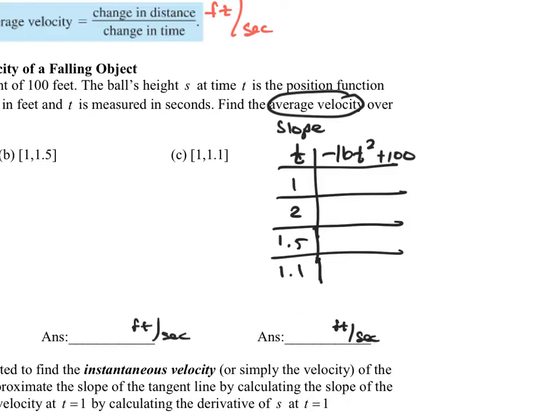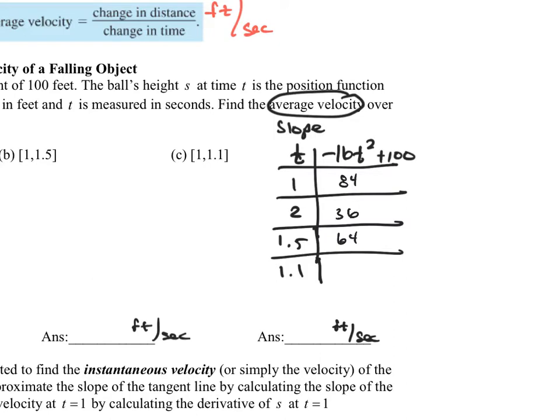Now I'm going to type in my values. I'm going to hit 1, enter. When I hit 1, I got an 84. I'm going to hit 2, enter. When I typed in 2, I got a 36. I'm going to type in 1.5, enter, and I got a 64. And I'm going to type in 1.1, enter, and it gave me a fraction.